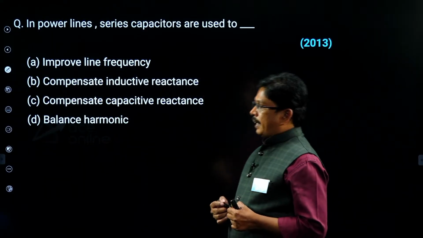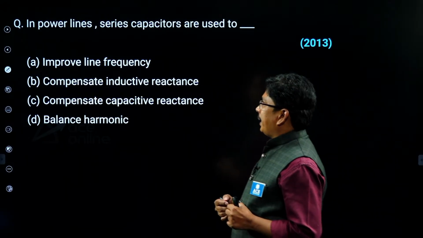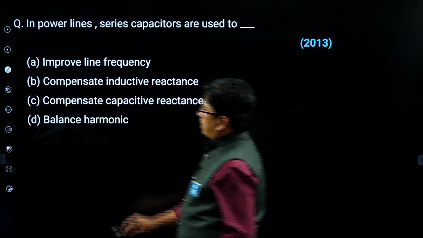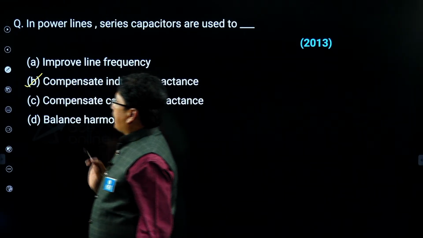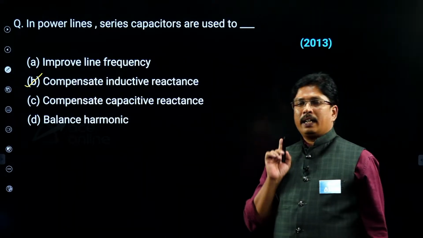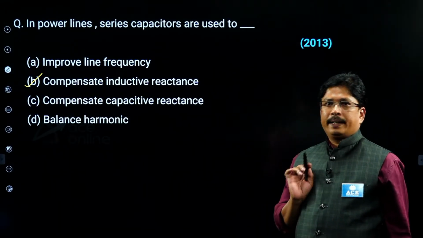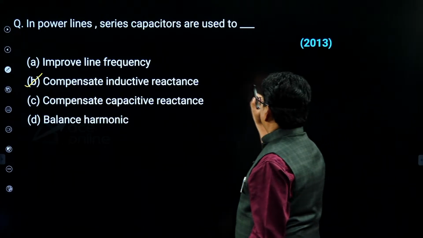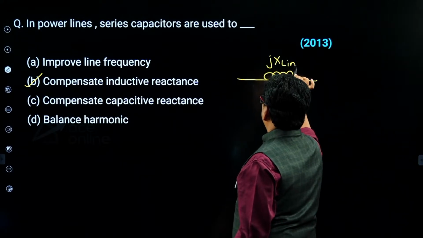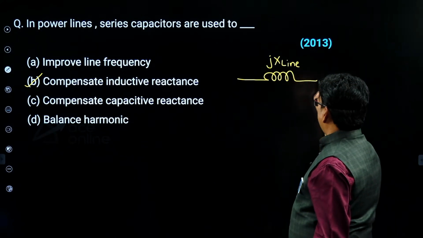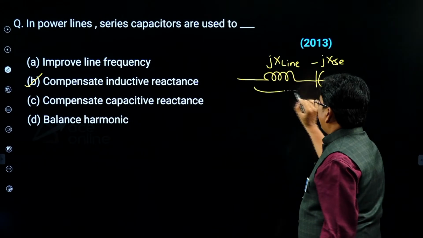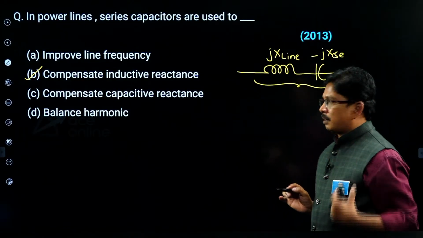In power lines, the series capacitors are used to compensate inductive reactance. So we can say in a transmission line, the series capacitors are used to compensate the inductive reactance of the transmission line. For a transmission line, in series we have j times X line, and this X line can be compensated by using the series capacitor, minus j times X C, SC. And I will add some more points for this.